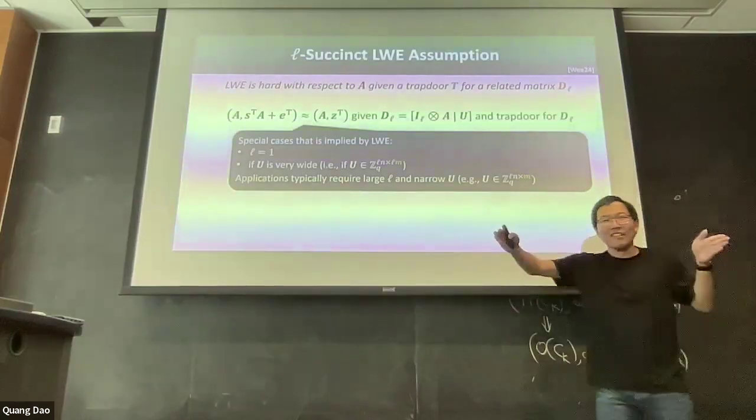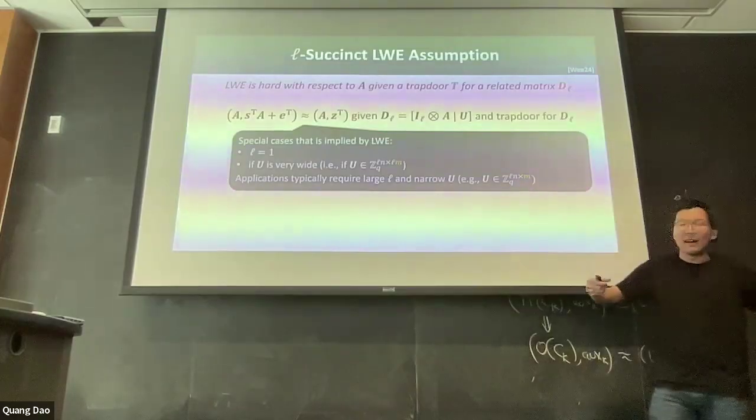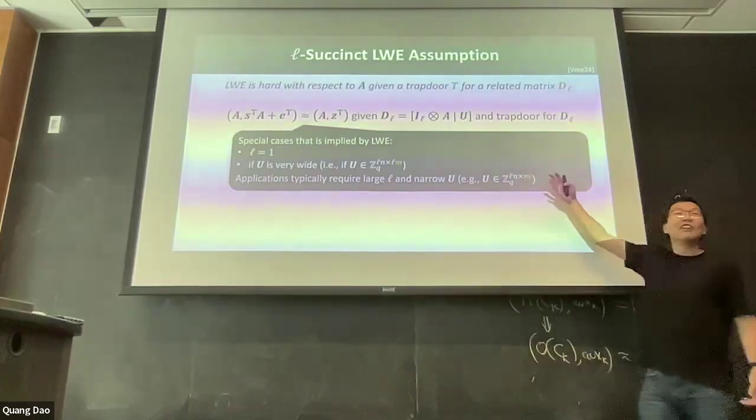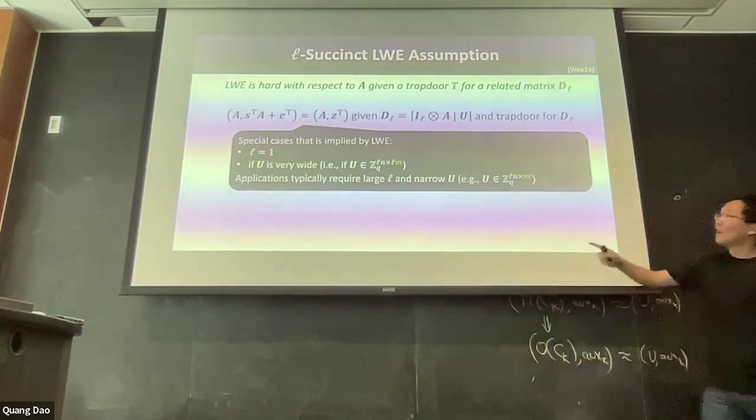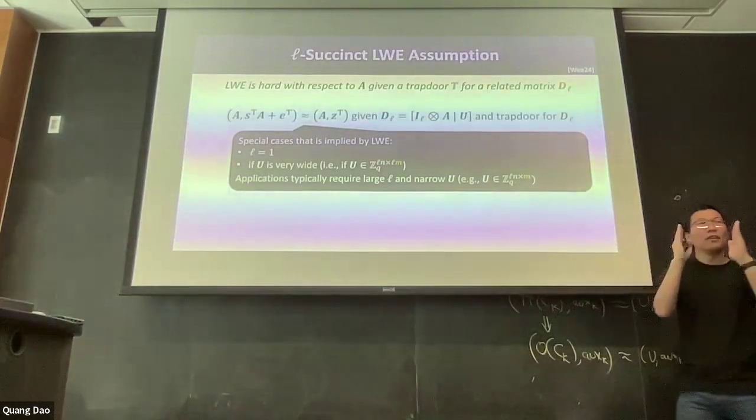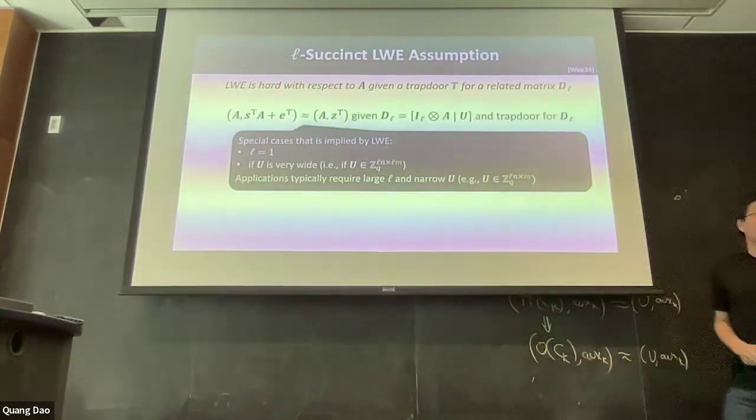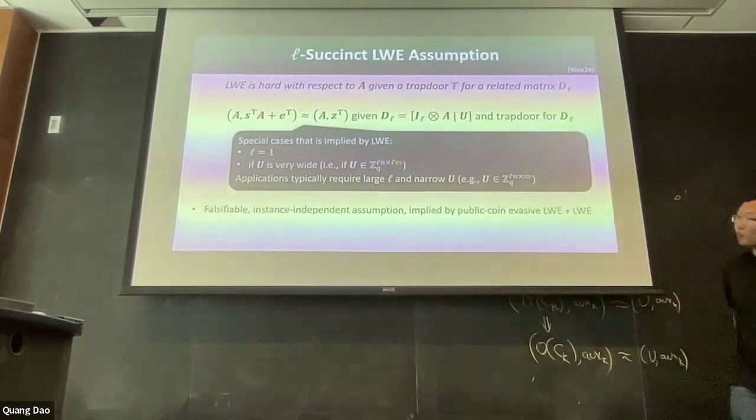So the wider we make U, the larger the ciphertext becomes. This eventually becomes uninteresting if U is allowed to scale linearly with L. So the fact that U is very narrow is what's giving us power in this assumption. This is what gives us compression.